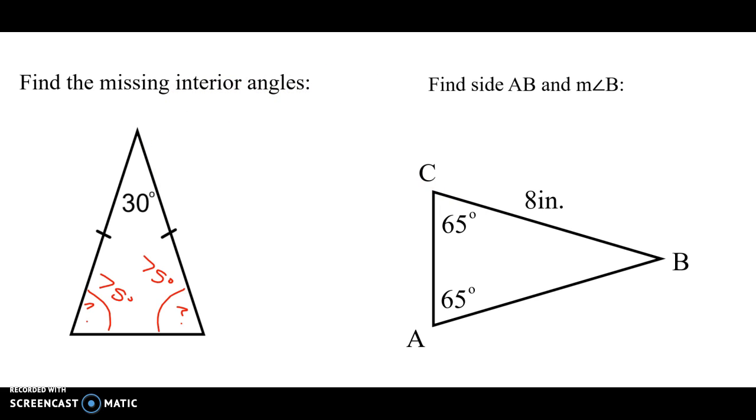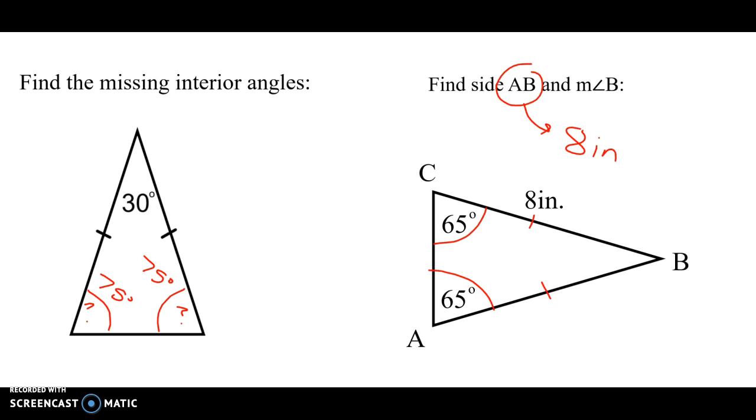And then the last one is a little bit easier. If the base angles are congruent, so this is the converse, what else is congruent? The two sides. So what are the two longer sides? This one and this one. So what would A be? It would be 8 inches.